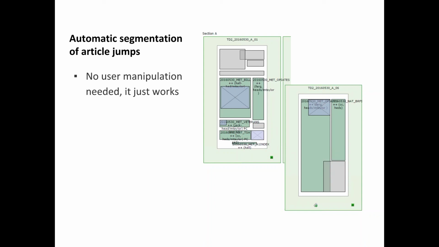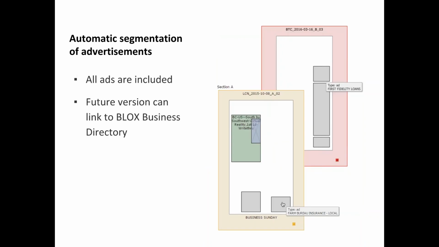So, as Rich pointed out, in Live e-edition, we have support for ads, and we do, again, nice things with that. We automatically find the ads, and we can either send them as a pure cutout or we can send them as a cutout. And so I have it on here. Future versions can link to BLOX business directory.